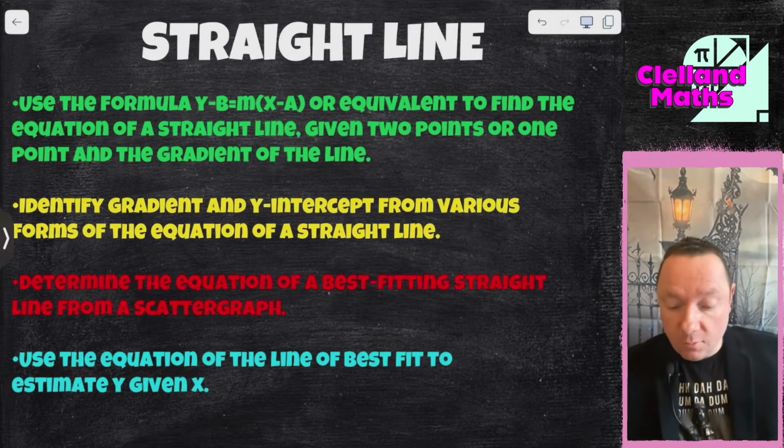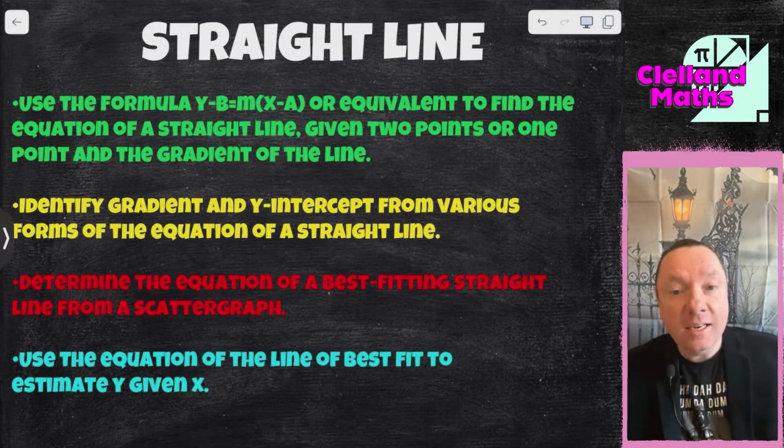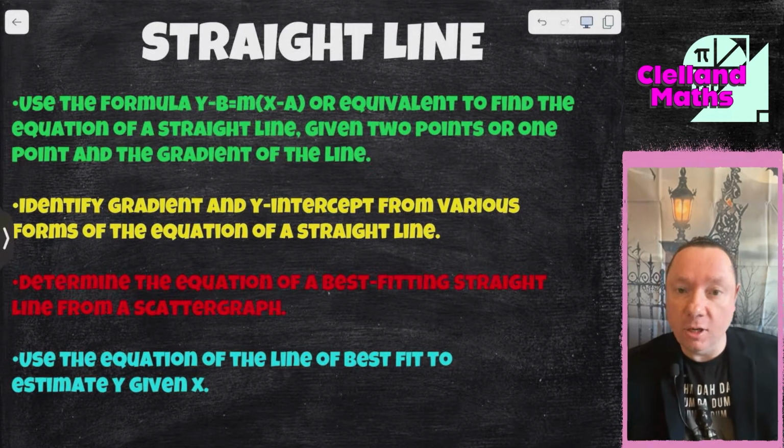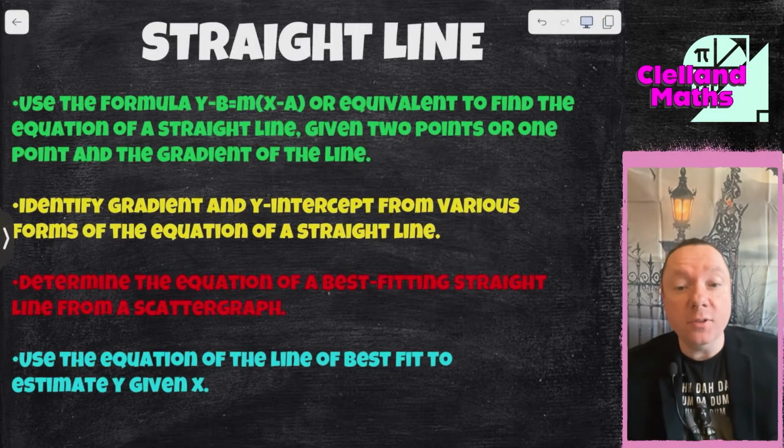With Clelland Maths today, we're going to do the whole straight line in National 5 Maths. That is using the formula y minus b equals m(x minus a). If you're given the gradient, you can just go straight away, or using the gradient formula. See my previous video on that for gradient. And we're going to identify the gradient and y-intercept from various forms of the equation of a straight line.